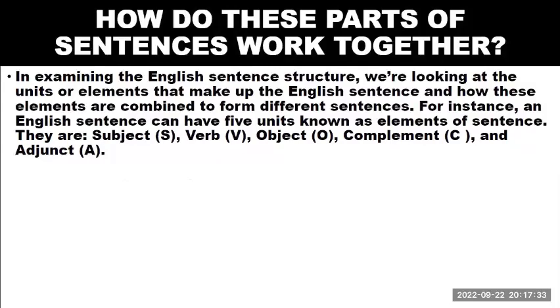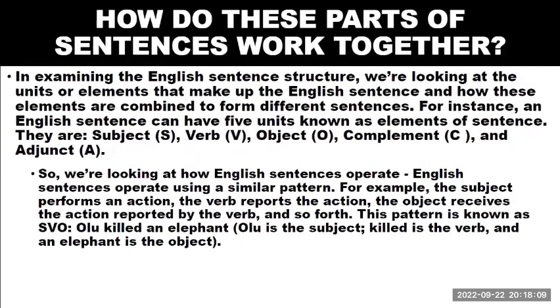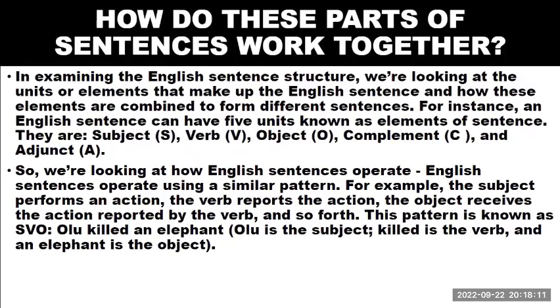In examining the English sentence structure, we are looking at the units or elements that make up the English sentence and how these elements are combined to form different sentences. For example, an English sentence can have 5 units known as elements of sentence. They are subject, represented by S, verb V, object O, complement C, and adjunct A. And that is what we call SVOCA.